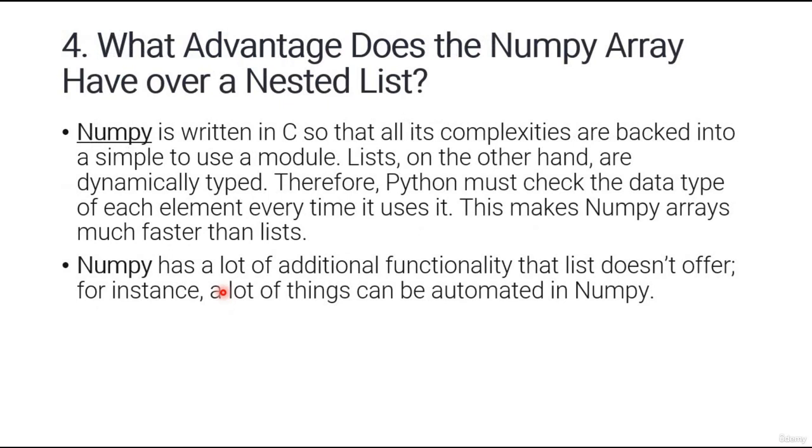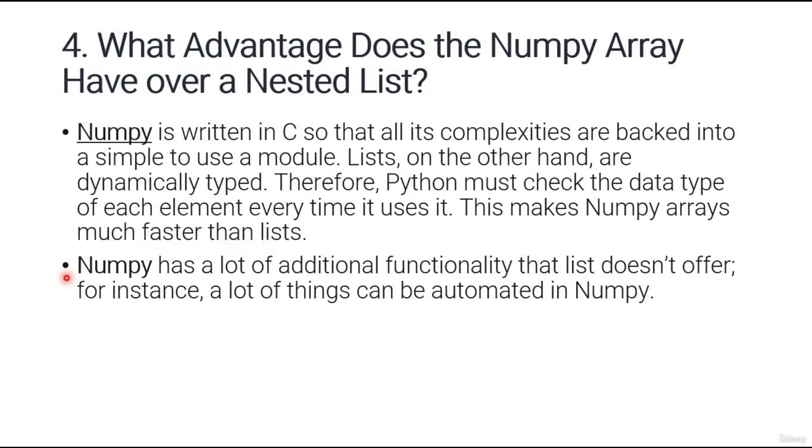Let's move on, and this is question number 4. What advantages does the NumPy array have over a nested list? For that, first of all, you must know what a NumPy array and a list are. NumPy is written in C language and all its complexities are packed into a simple to use module. On the other hand, lists are dynamically typed. We can have multiple data types in a single list, and therefore Python must check the data type of each element every time it uses it. So that's why a NumPy array is much faster than lists.